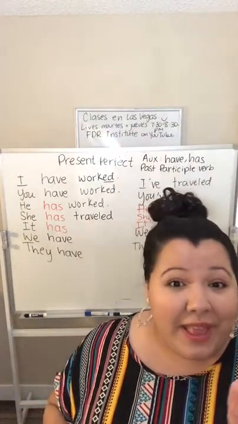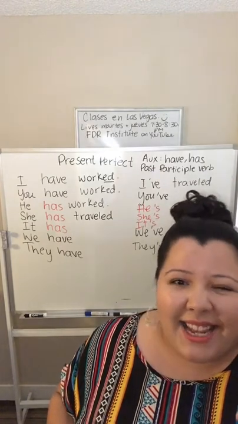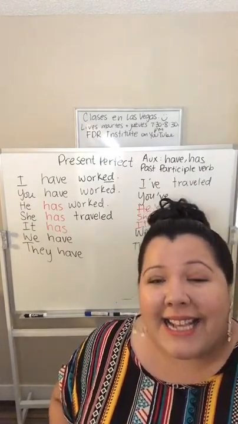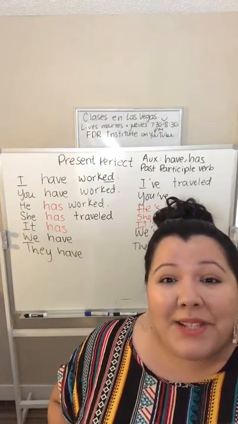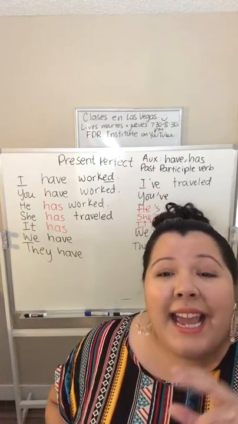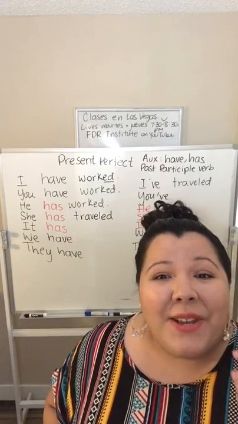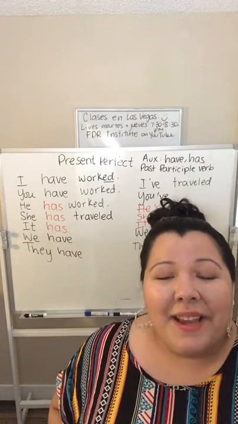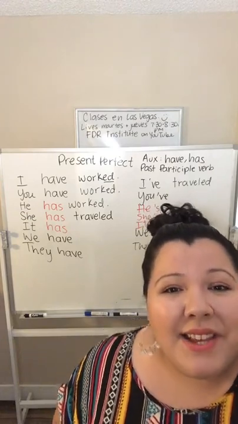Now, you know what though? Me brinqué el it's porque it is like una cosa, ¿no? Or un animal. But let's say that I say my family. Le damos la conjugación de las palabras family a la tercera persona singular. So, my family has traveled.